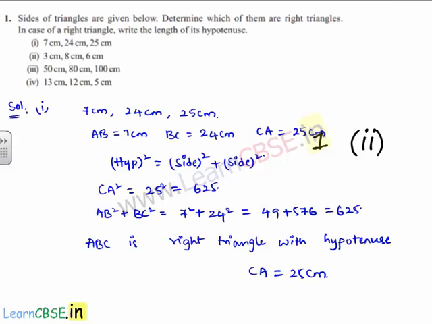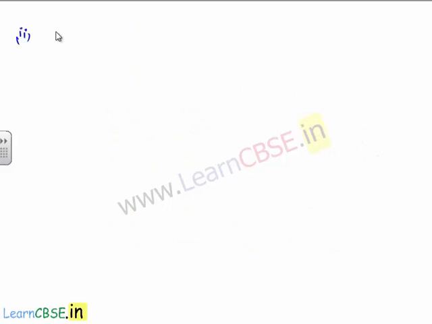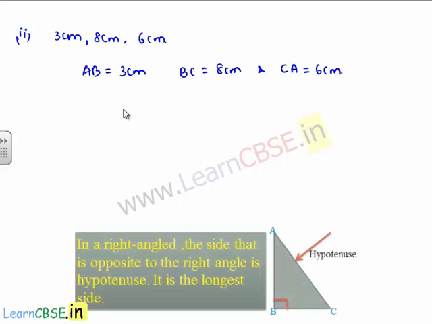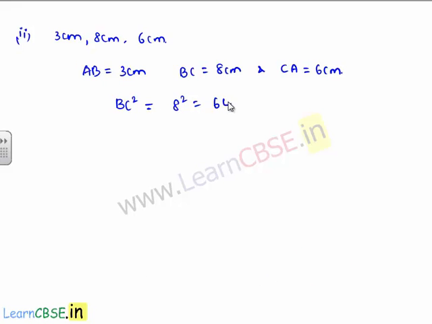Now moving on to the second sum. The given sides are 3 cm, 8 cm and 6 cm. Let these be the sides of a triangle ABC with AB equal to 3 cm, BC equal to 8 cm and CA equal to 6 cm. Now let us take the largest side square, that is BC square, by assuming that it will be the hypotenuse for a right angle triangle: 8 square, which is nothing but 64.